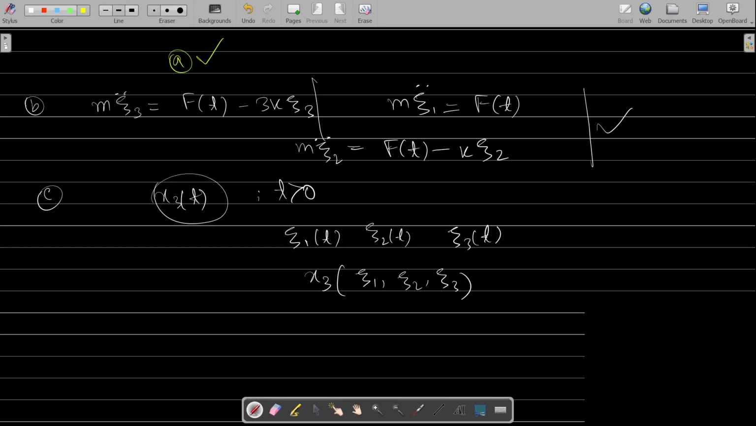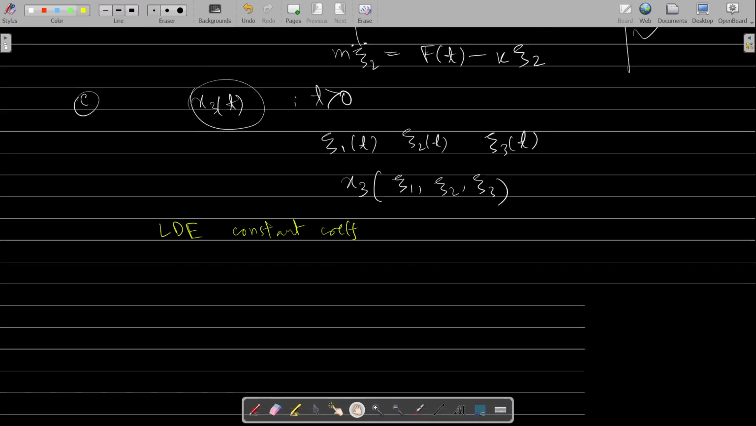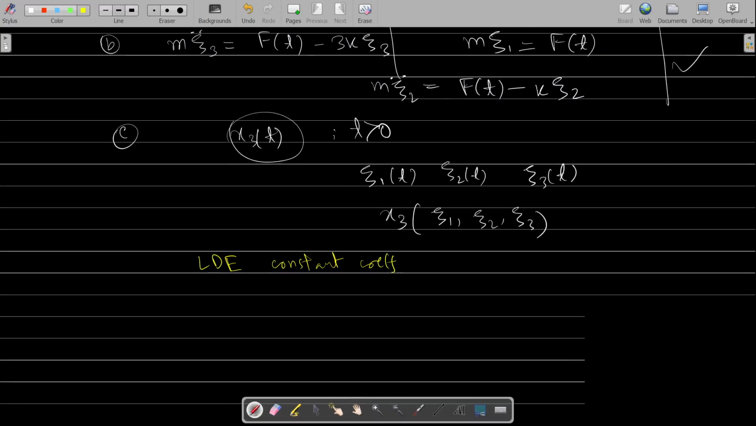Right. So in order to find the xi as functions of time, we need to solve these three uncoupled differential equations. And notice these are linear differential equations with constant coefficients. So these are really easy to solve, using simple techniques from introductory mathematics courses.